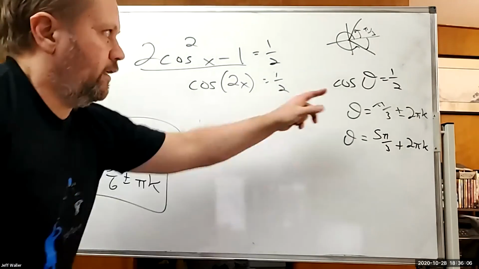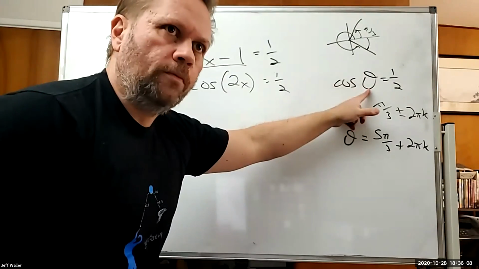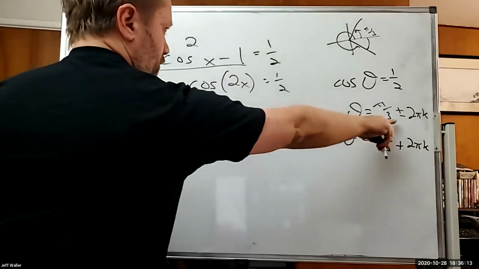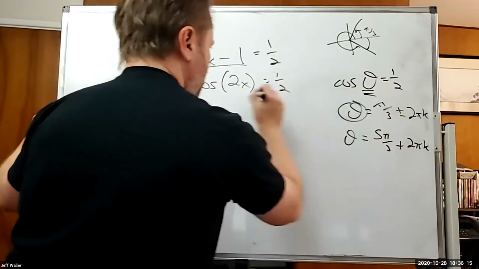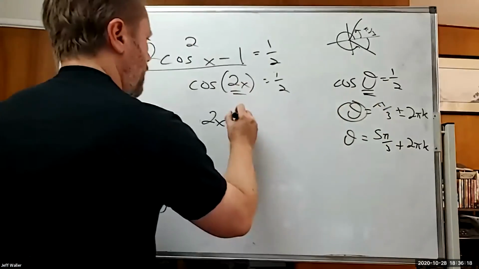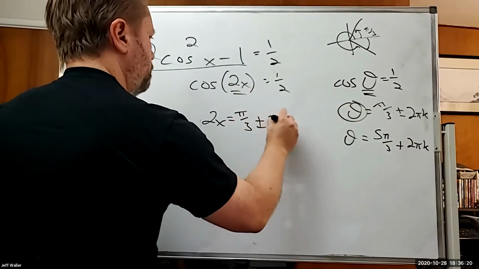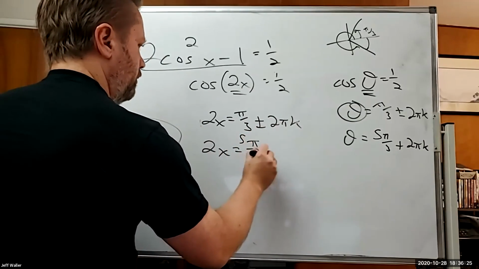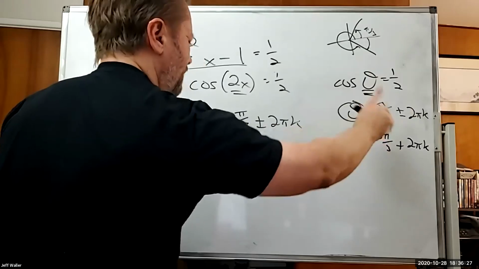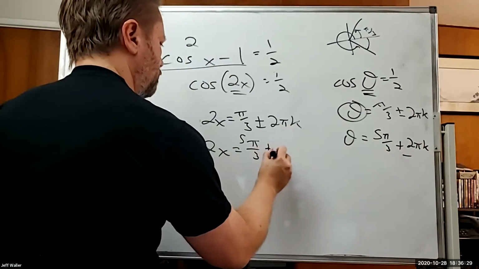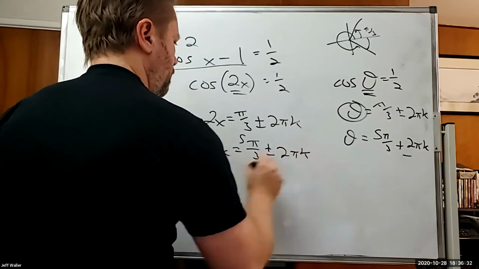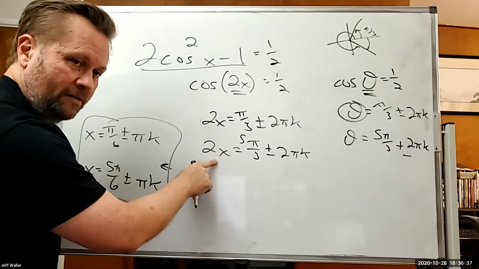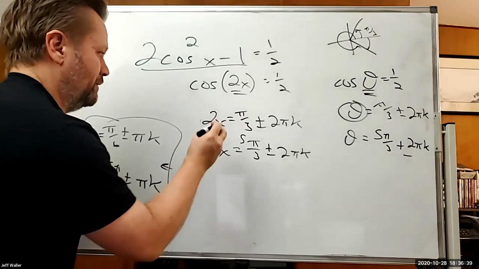Well, I don't have theta though, do I? I've got 2x, so 2x equals this, not theta, because that's not theta, it's 2x. So 2x equals pi over 3 plus or minus 2 pi k. 2x equals 5 pi over 3. Oh, I forgot the, yeah, I'm not going to remember. Screw it. 2 pi k. And then how do I solve for x? I just divide everything by 2.